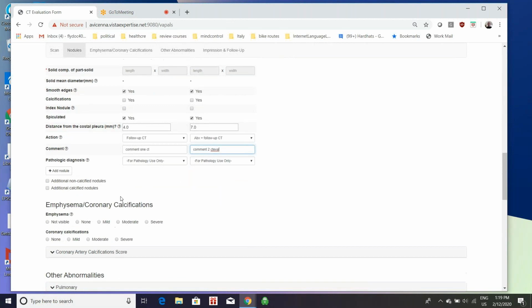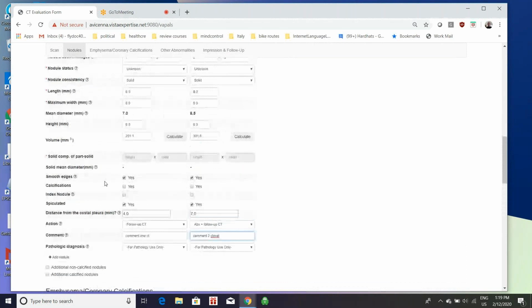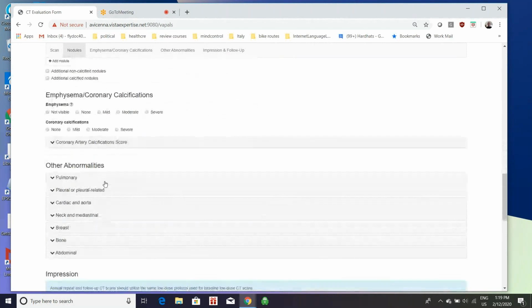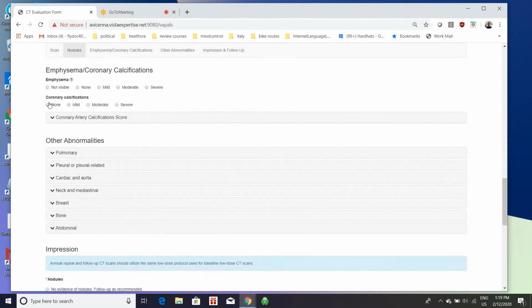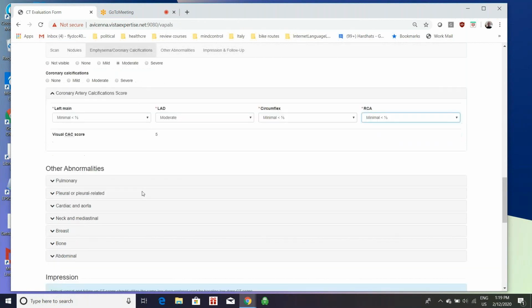And then, well, that's all we're going to do for there. And that's obviously a very important section for the screening. But there's other sections too. In fact, there's quite a few other sections. You can look at this and decide how much emphysema and what the coronary artery calcifications look like. And the best way to do that is actually by looking at the 4 watershed areas, and this will calculate a score for you automatically when you do that.